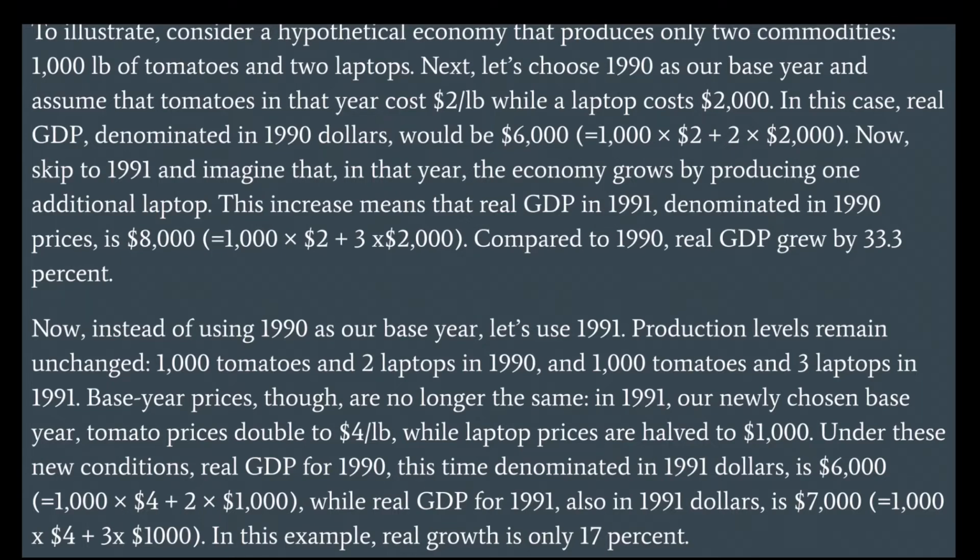In 1991, our newly chosen base year, tomato prices doubled to $4 per pound, while laptop prices are halved to $1,000. Under these new conditions, real GDP for 1990, this time denominated in 1991 dollars, is $6,000. It is 1000 times $4 plus 2 times $1,000. While real GDP for 1991, also in 1991 dollars, is $7,000. That is 1000 times $4 plus 3 times $1,000. In this example, real growth is only 17%.